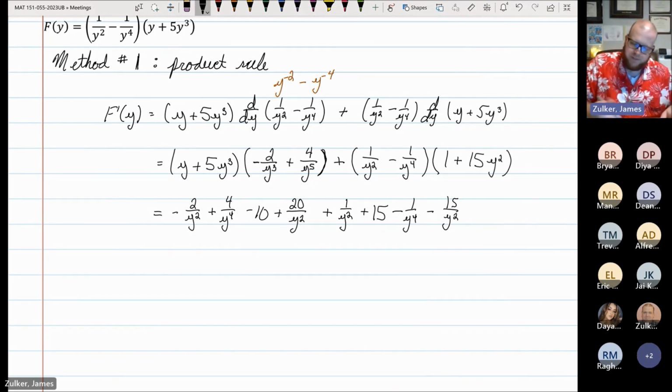Right, FOIL out each term. Negative 2, 18, 19, 4. 4 over y squared. Plus 3 over y to the fourth. Looks like plus 5.